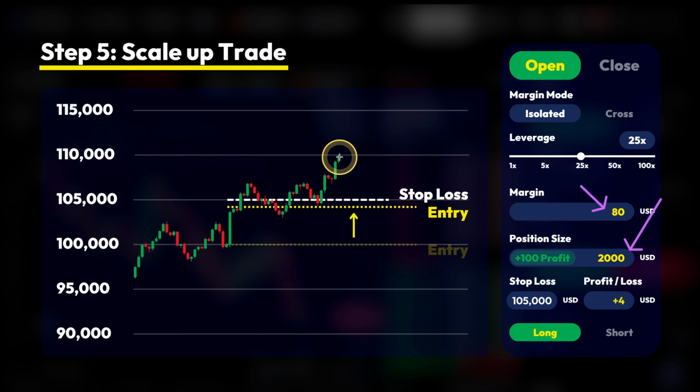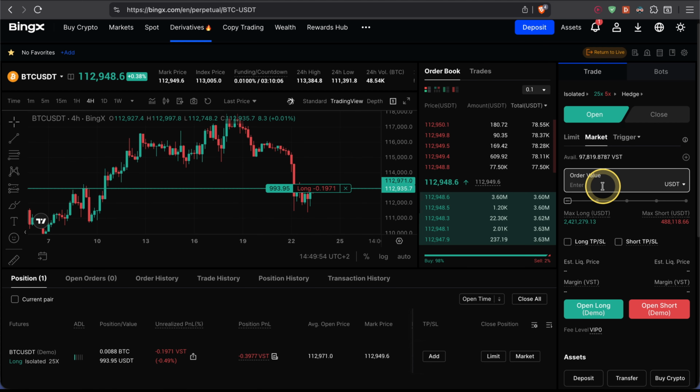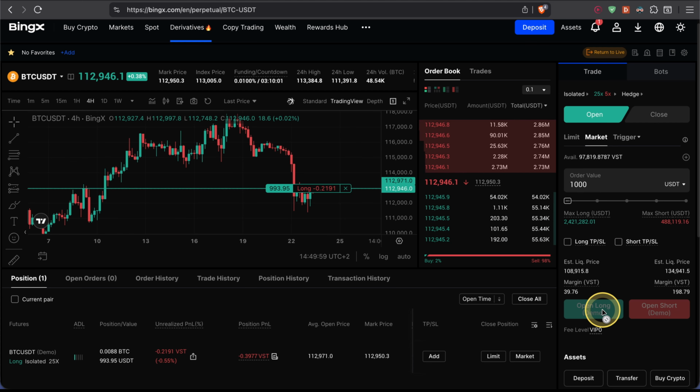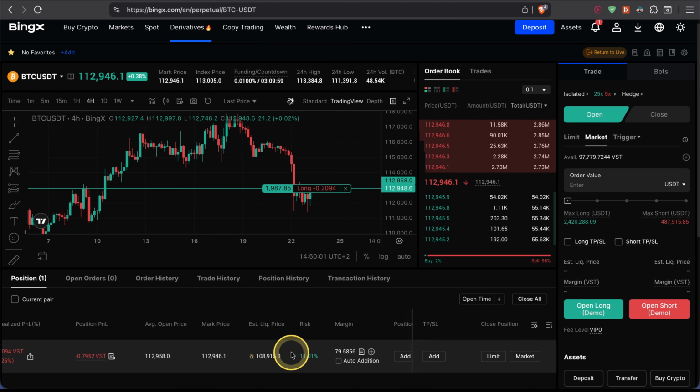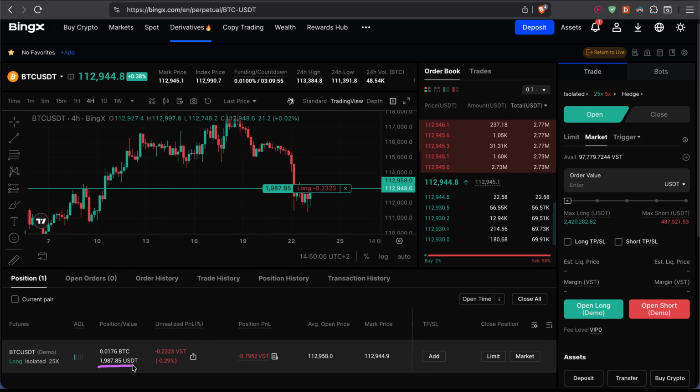That means from now on, if the price goes down, we still don't make any loss, but if the price continues to go into the right direction, we make double the profit from this point on. To increase the position size of an open trade, we simply go here to the right again, click on open market as if we would open a new trade. Then I'm simply going to type in here to add another $1,000 and click on open long, and then you will see we've increased our margin to $80 and also doubled our position size to now $2,000.